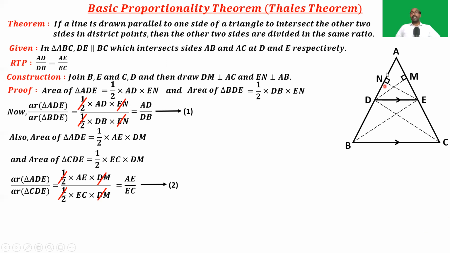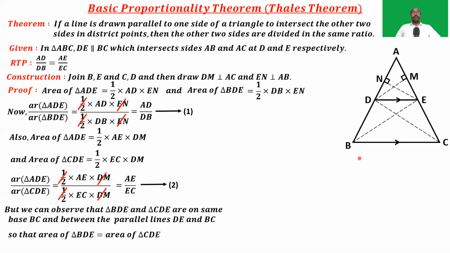And students, here in this figure, we can notice that DE is parallel to BC, and triangle BDE and triangle CDE are on the same base DE, and they are between the parallel lines DE and BC. And we know that two triangles between the same parallel lines and with the same base are equal in area. So area of triangle BDE is equal to area of triangle CDE. Take it as equation 3.